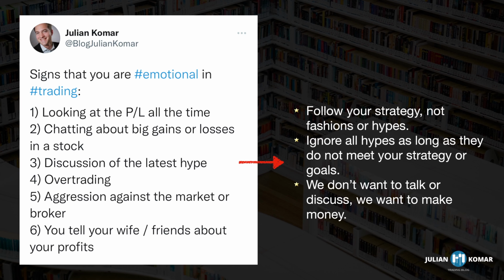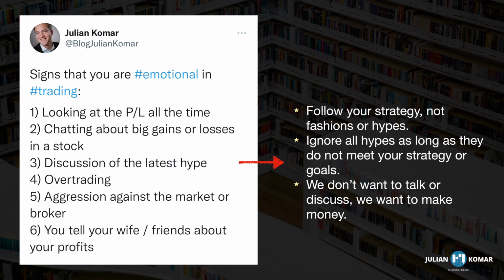And I wrote down here a very important point. We don't want to talk or discuss, we want to make money. So I am not making money when I discuss or talk about stocks. I make money when I follow my strategy. And that is important. That is something you want to do. So, you don't want to talk or discuss and maybe also influence other people with that. Instead, you want to execute your strategy, or you want to create your strategy when you have no strategy. But talking or discussing will not help you to become successful.